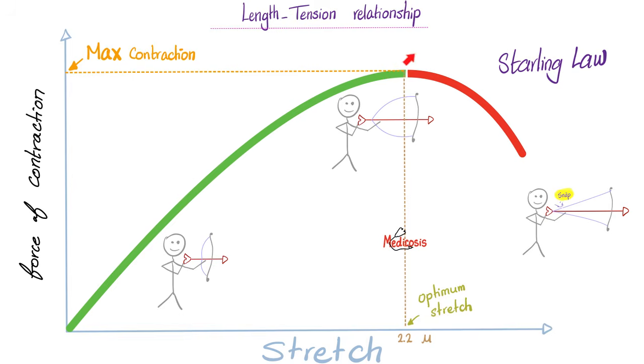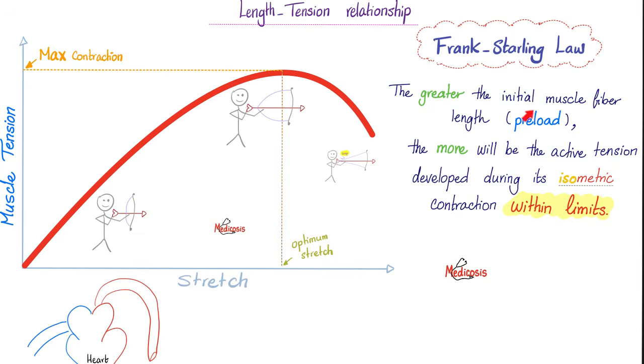The best point, the highest point, the maximum contraction happens with optimum stretch. Less than that and you get less contraction. More than that and you also get less stroke volume. And this is called what? The Starling Law. The greater the initial muscle fiber length, i.e. preload, the more will be the active tension developed during its isometric contraction. Ad infinitum? No, within limits. If you go too far, you will get the opposite result.